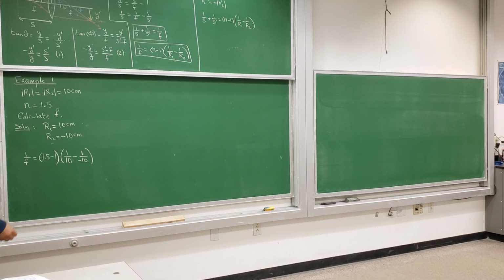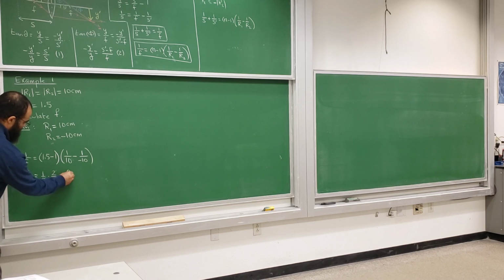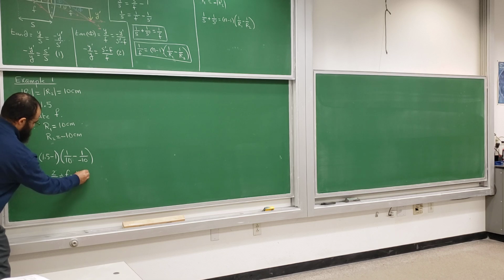So we get 1 over f. 1.5 minus 1 is a half. It's 1/2, times 1 over 10 minus minus 1 over 10, which is just 2 over 10. So 2 over 10, and so we get f equal to 10 centimeters.